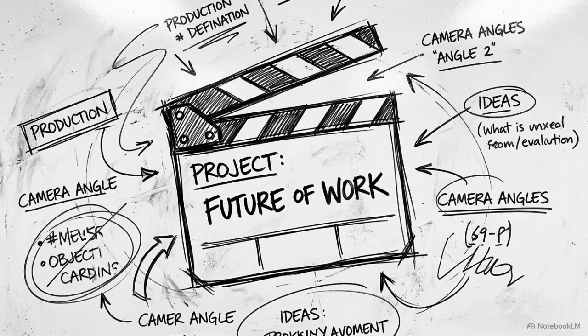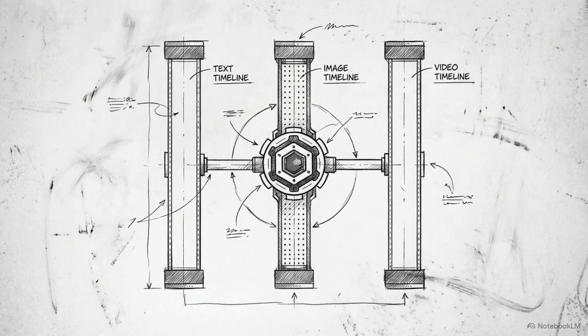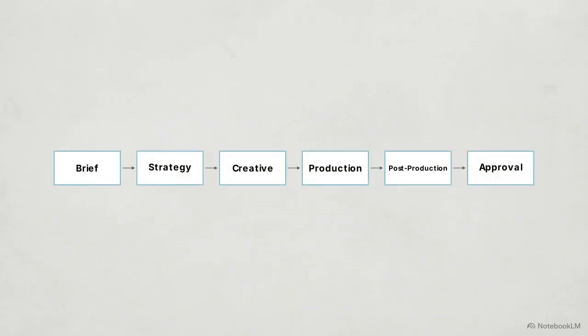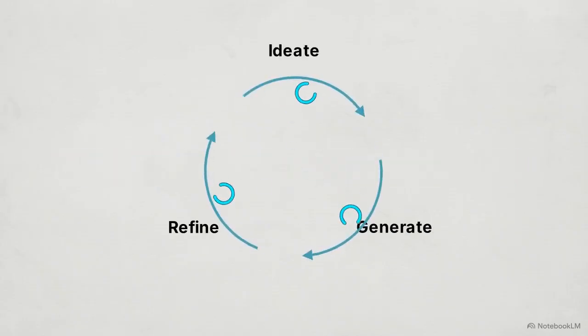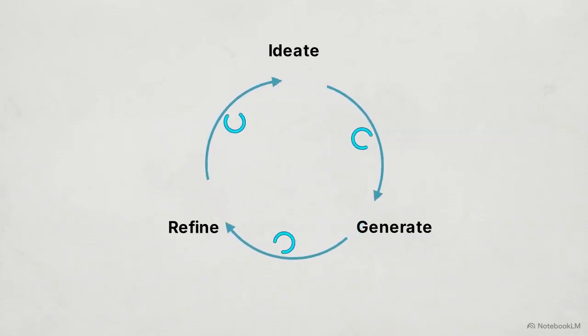Our subject for this live build is a short piece titled How AI is Changing Creative Work. To create at the speed of these models, you must move away from disjointed tools and toward an integrated system where assets flow seamlessly through every stage. Traditional production follows a rigid linear path, from brief to strategy to post-production. Every phase is an isolated silo requiring a handoff. This setup collapses that line into a continuous loop where you ideate, generate, and refine simultaneously.